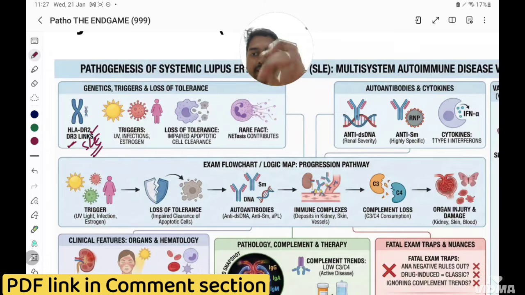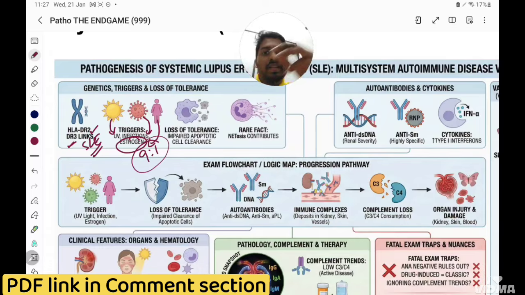Along with this, the trigger is either UV light from sun exposure, or some infections, or being female. That's why there is estrogen. That's why there is a 9:1 ratio of SLE occurring in females compared to males.